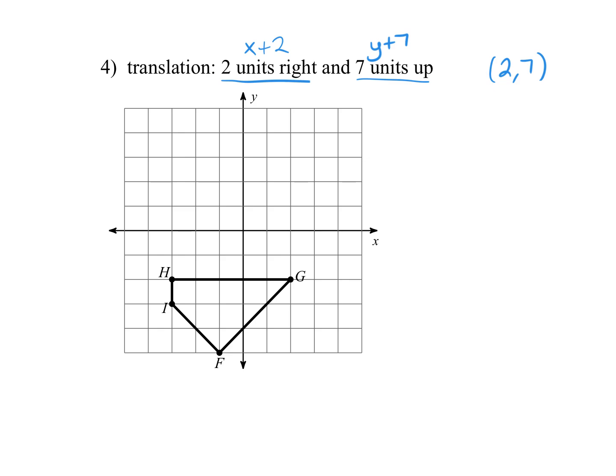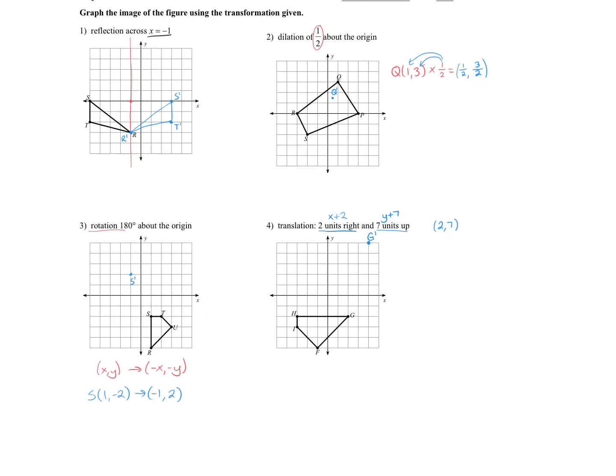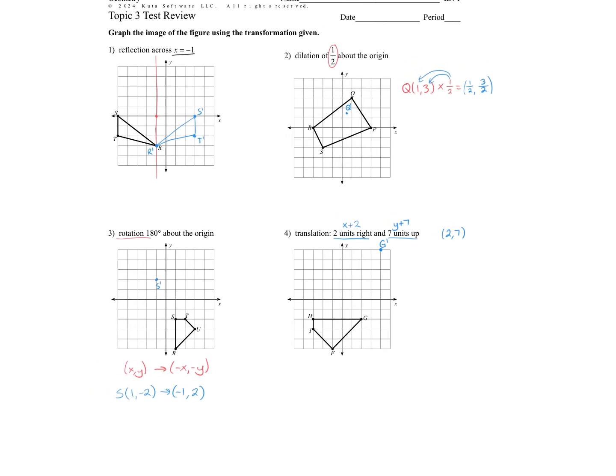Okay, with translations, what do we do to each coordinate? You just move it from where it says. Right, you listen to what it says. So if I'm moving G, I go 2 units right, 7 units up. And that's G. What do I do to all the other ones? Same thing. Okay? Any questions on performing the transformations? All right, last page.